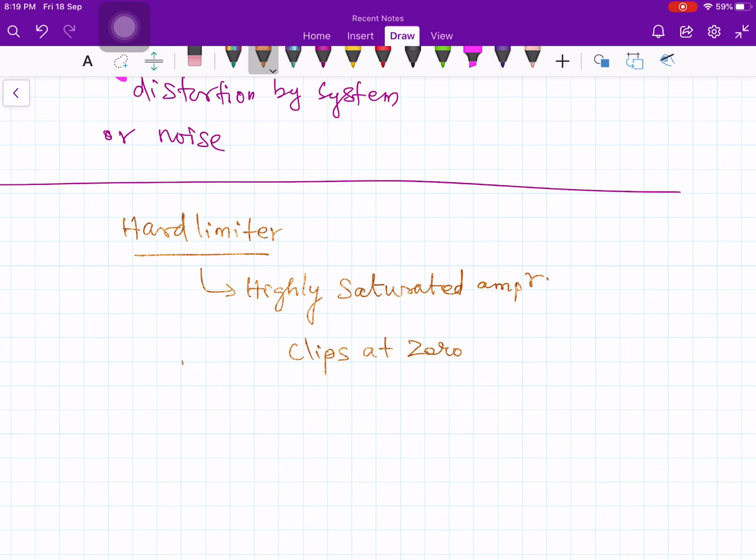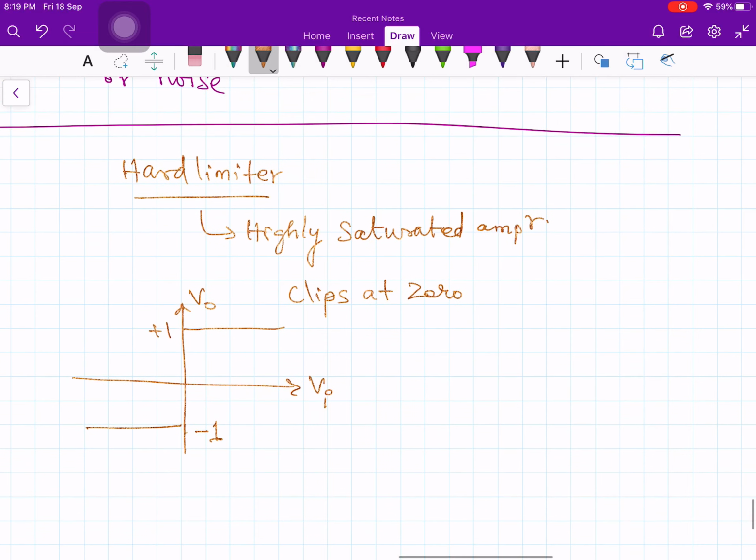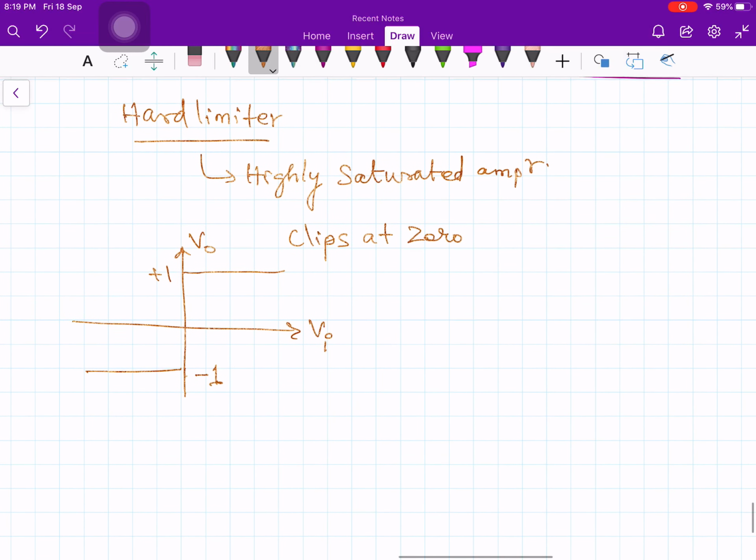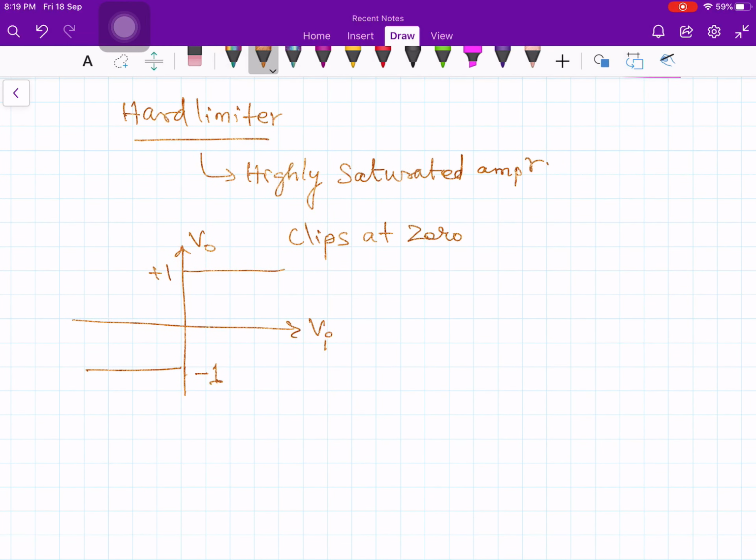The characteristics would be like this. Let's say plus 1, and this one is minus 1, and this is my Vi, and this is V0. So this is the input-output characteristic of your limiter. So you have a hard limiter and it is a highly non-linear system.